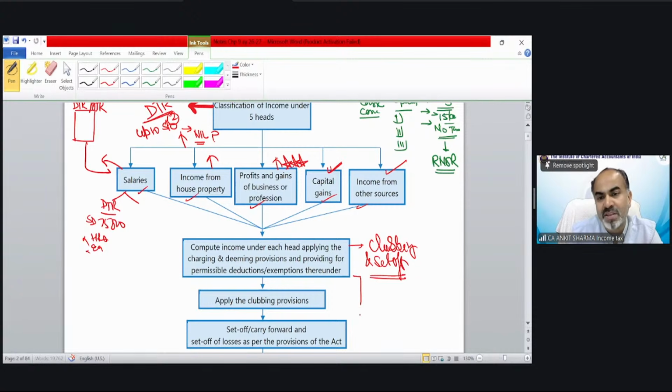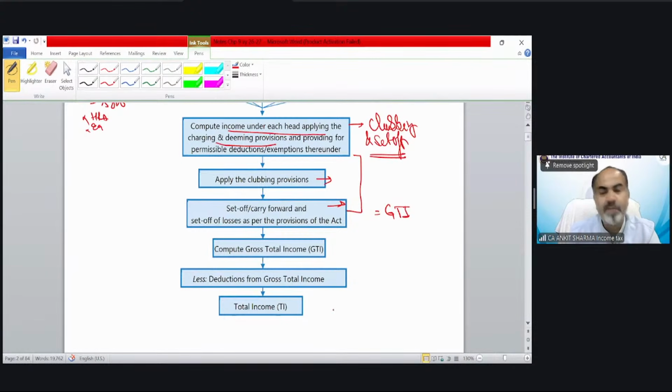Then after applying these clubbing and set-off concepts, you will have your GTI. So compute income under each head, applying charging and deeming provisions. It is talking about these 5 heads of income: whatever deduction and exemption is available under these respective heads of income, you have to apply it. Then you will go for clubbing provisions, set-off and carry forward of losses provisions. After that, you will arrive at your gross total income.